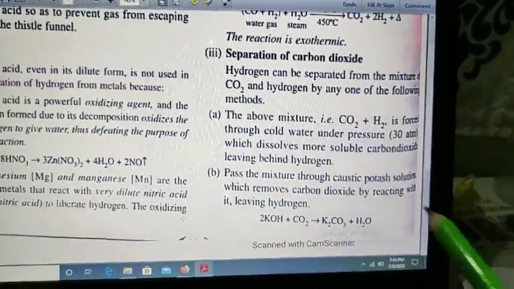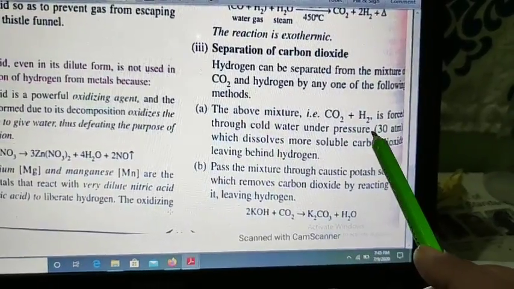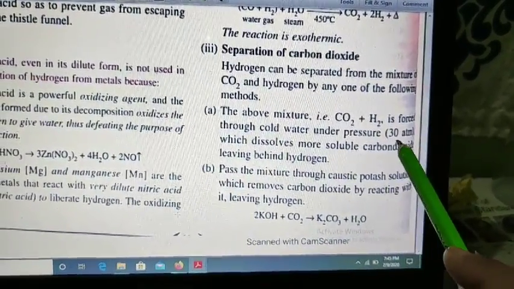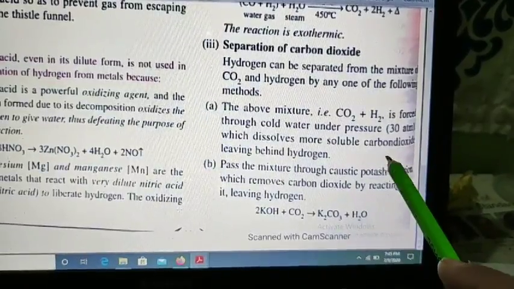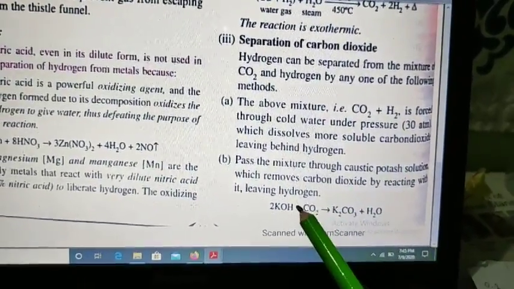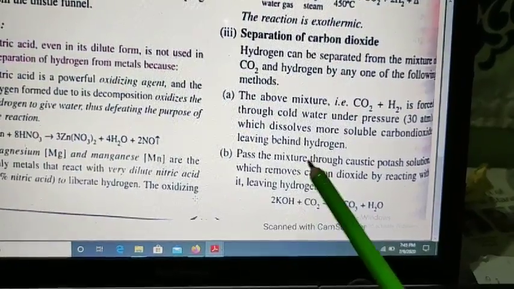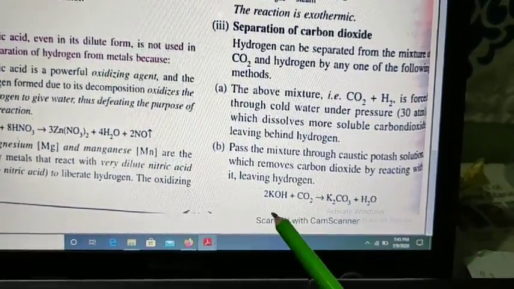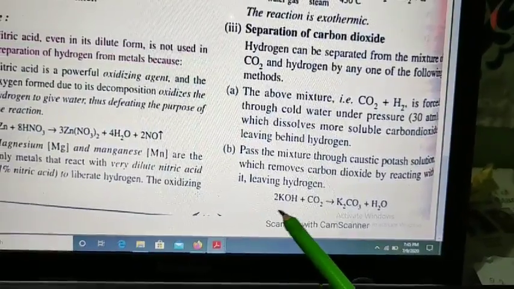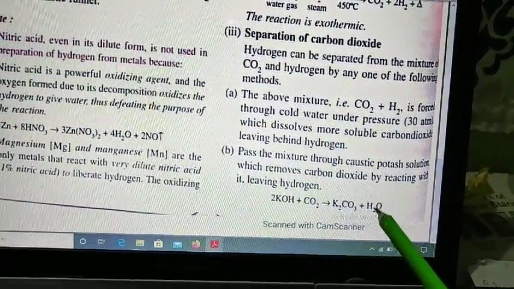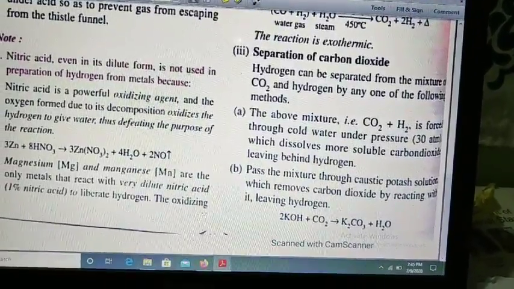For example, A. The above mixture of carbon dioxide and hydrogen is forced through cold water under pressure of around 30 atmospheres, which dissolves the more soluble carbon dioxide, leaving behind hydrogen. Whereas in the second process, you pass the mixture through caustic potash solution, which removes carbon dioxide by reacting with it, leaving hydrogen. So we can react carbon dioxide with potassium hydroxide, that will give you potassium carbonate and water, leaving hydrogen. This is the Bosch process.